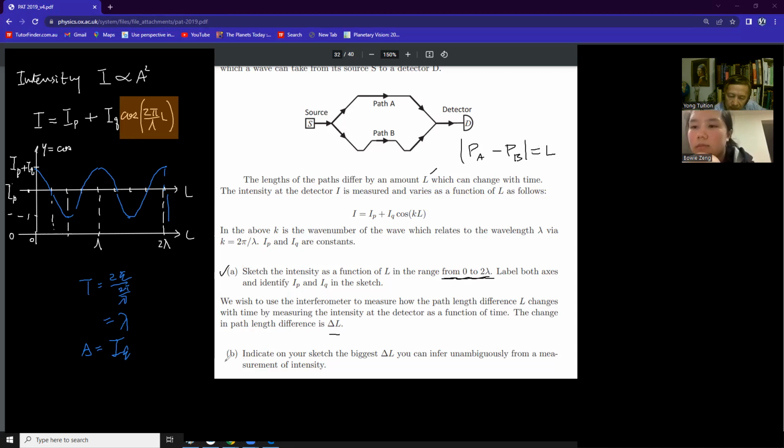I'm not quite sure what the question will be. Indicate on your sketch the biggest delta L you can infer unambiguously from the measurement of intensity. The biggest, what do you mean? The change in L must be confined to a certain number. We wish to use an interferometer to measure how the path length difference changes with time, by measuring intensity. So there's a new variable, time, here.